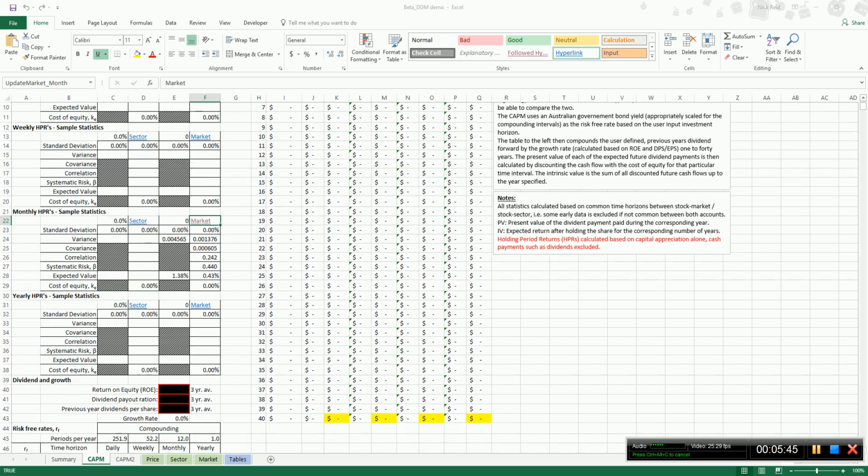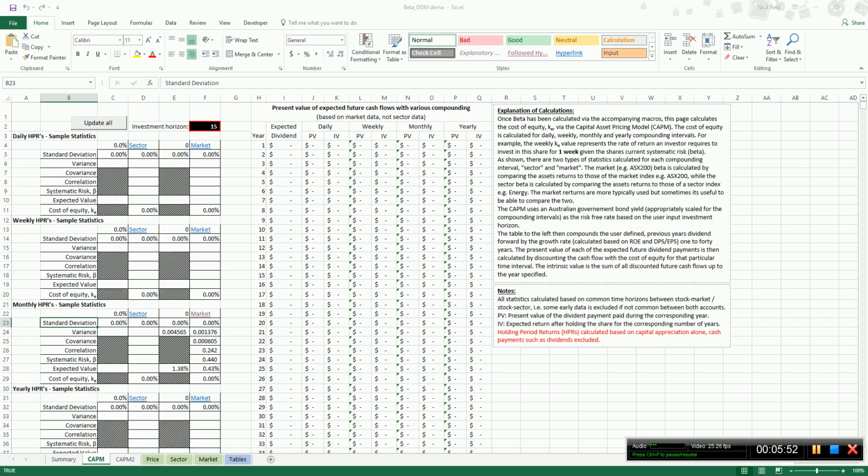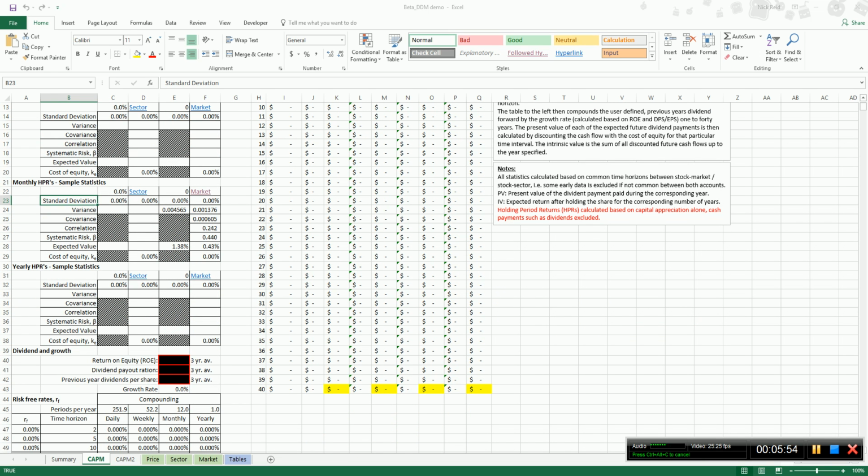Okay, so monthly holding period return statistics. So we've got the standard deviation of, while I'm here I should hit Shift F9, and that just brings up our ticker symbol. So we've got the standard deviation of Transurban's returns, monthly returns for its entire existence, and then we've got the standard deviation of the ASX 200's monthly returns, and this is the variance of the same.